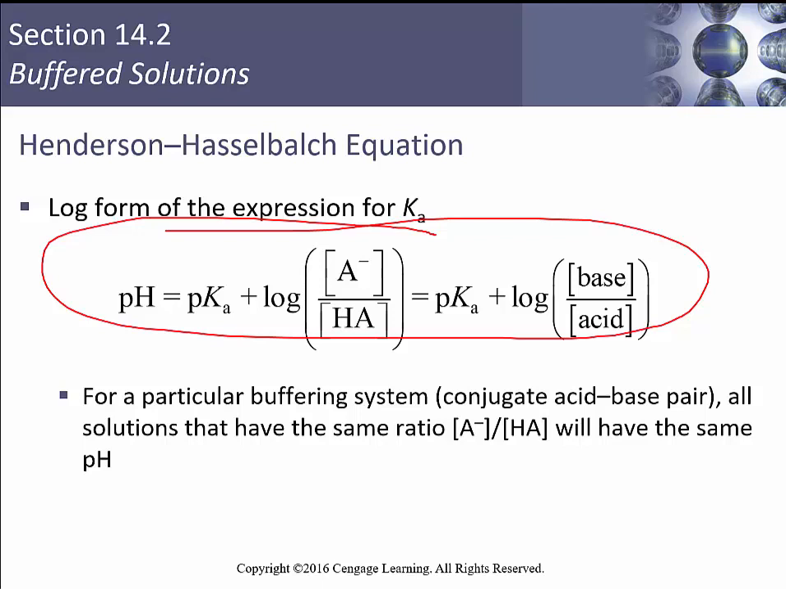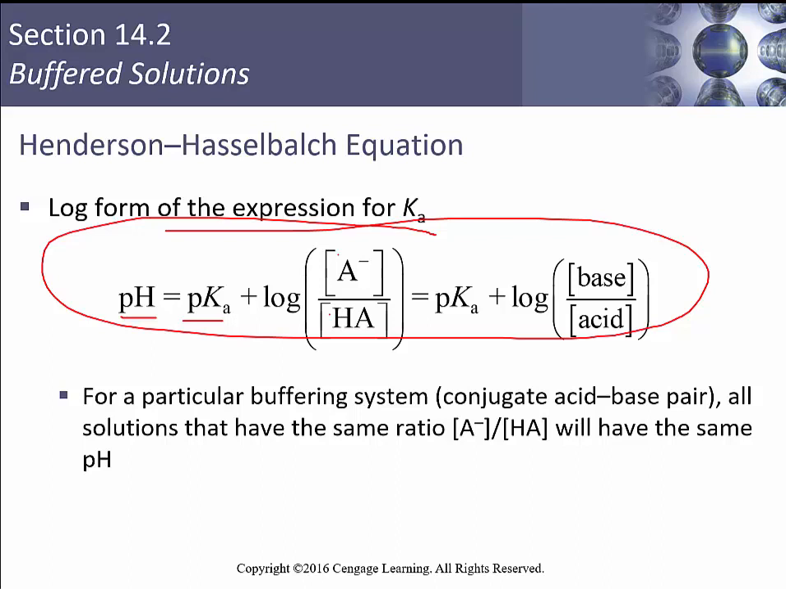But when we reduce it and we take the log of both of our sides, so remember we had that H plus is going to be Ka times that ratio. Well, let's do the minus base 10 log version of that, and we're going to say that our pH is going to be equal to our pKa plus the log of A minus over HA. The log of AHA, the element of surprise. So it's going to be the log of the conjugate base over the conjugate acid. For a particular buffering system, conjugate acid-base pair, all the solutions that have that same ratio are going to have that same pH.